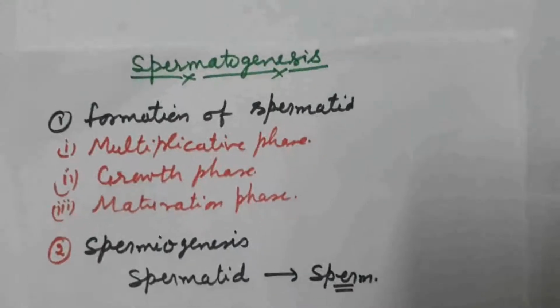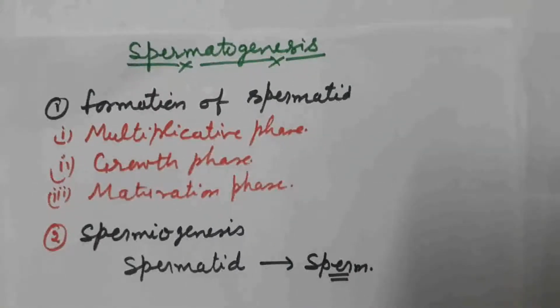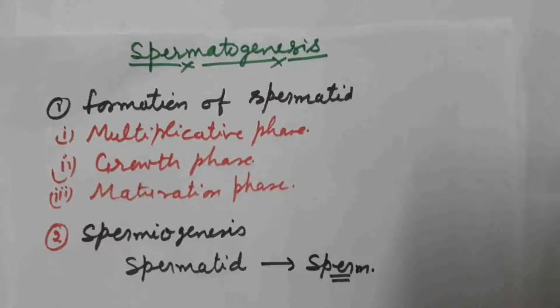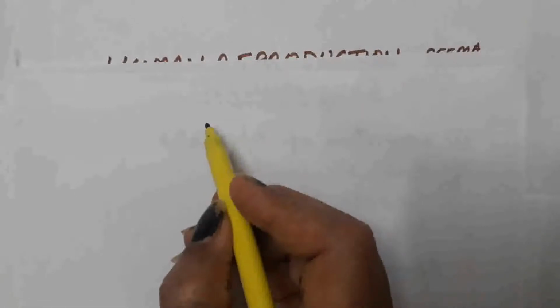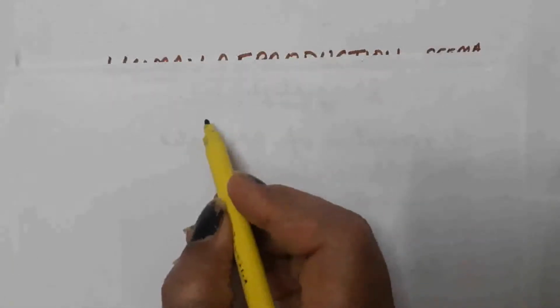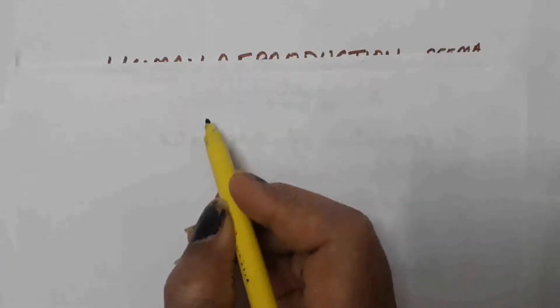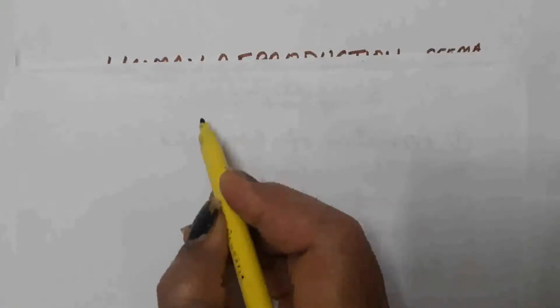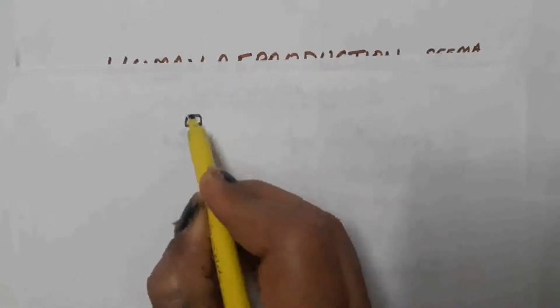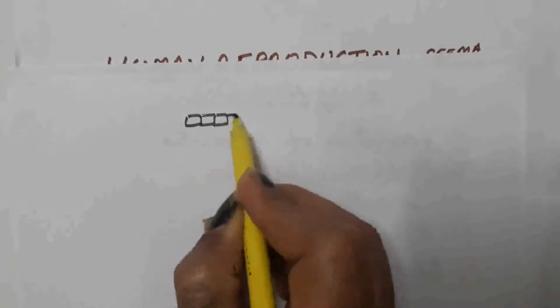Now we are discussing all these steps one by one, and how these steps lead to the formation of sperm. Spermatogenesis takes place in the seminiferous tubules of the testis. We already studied in our previous lecture that the germinal epithelial layer lines the seminiferous tubule. So this is the germinal epithelium layer.